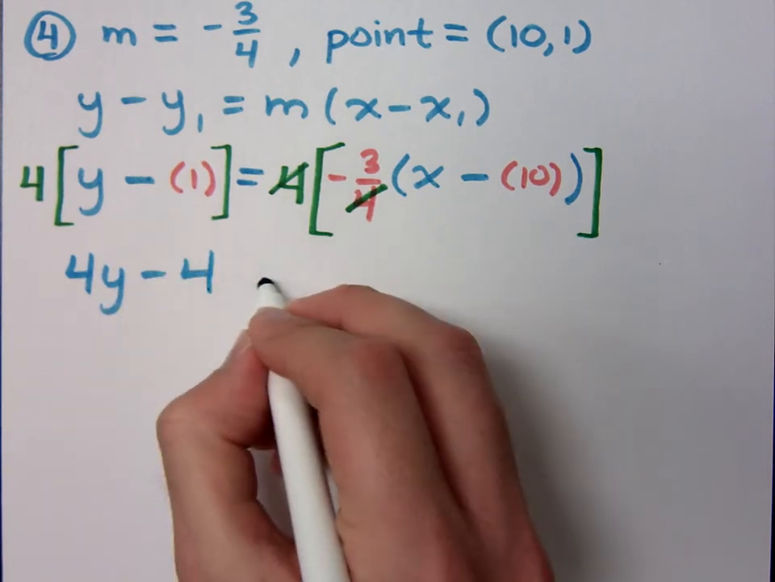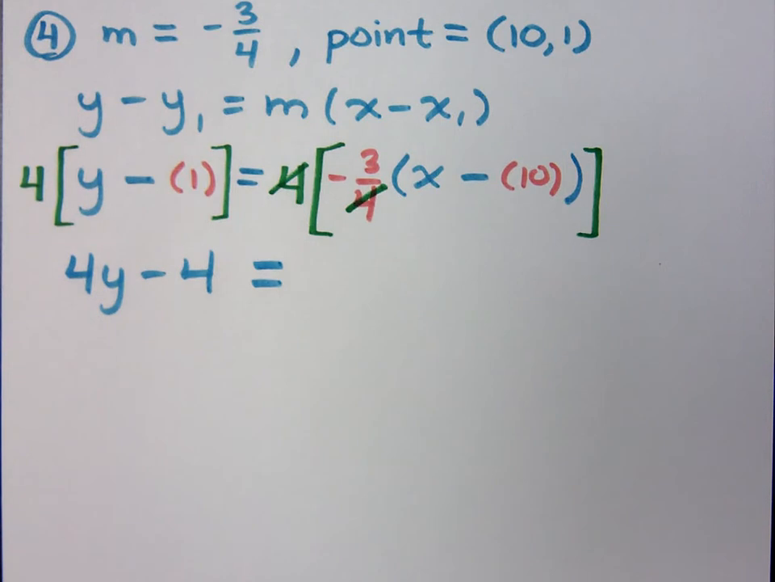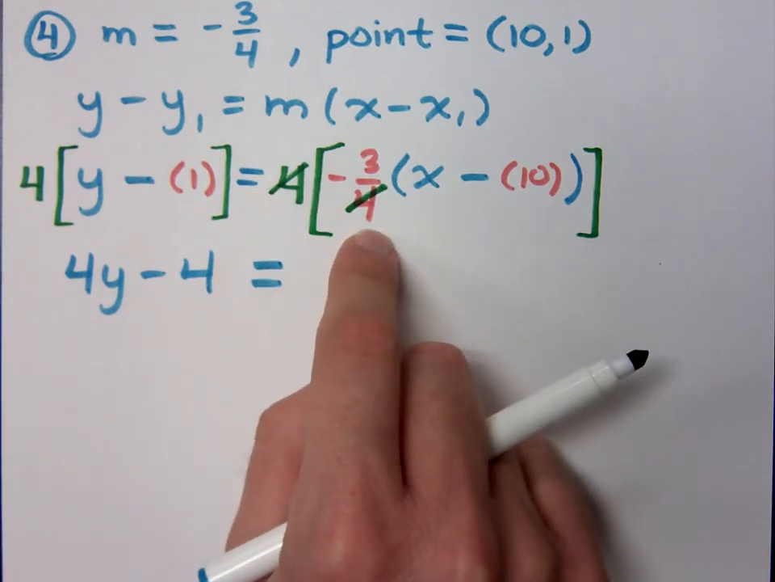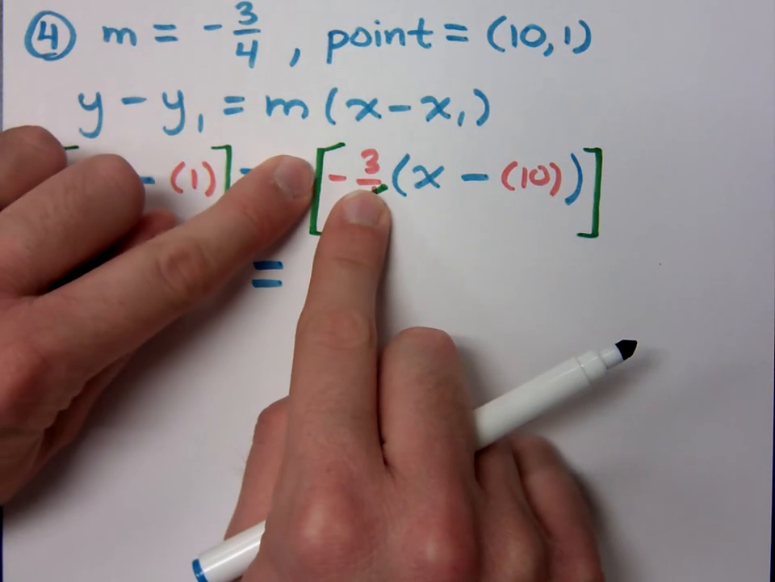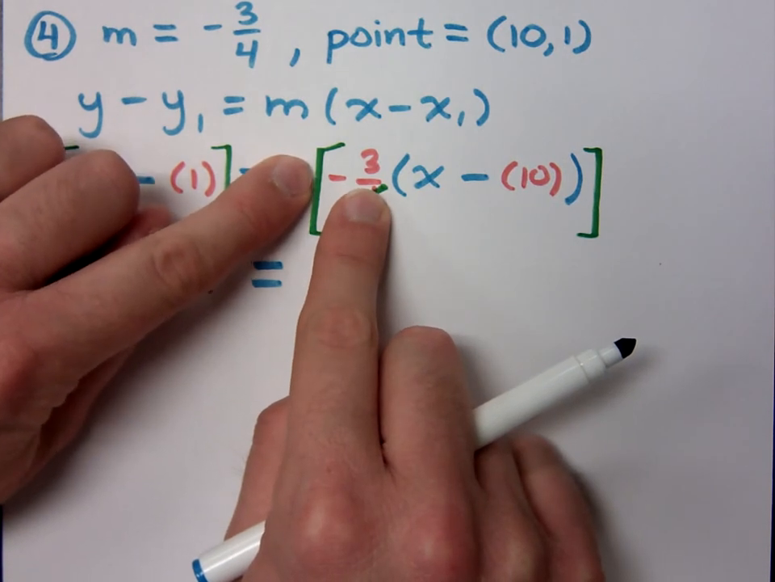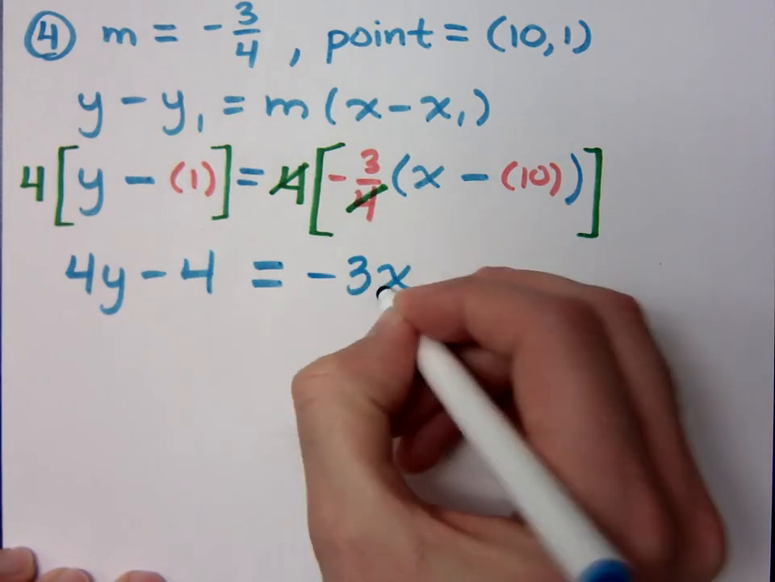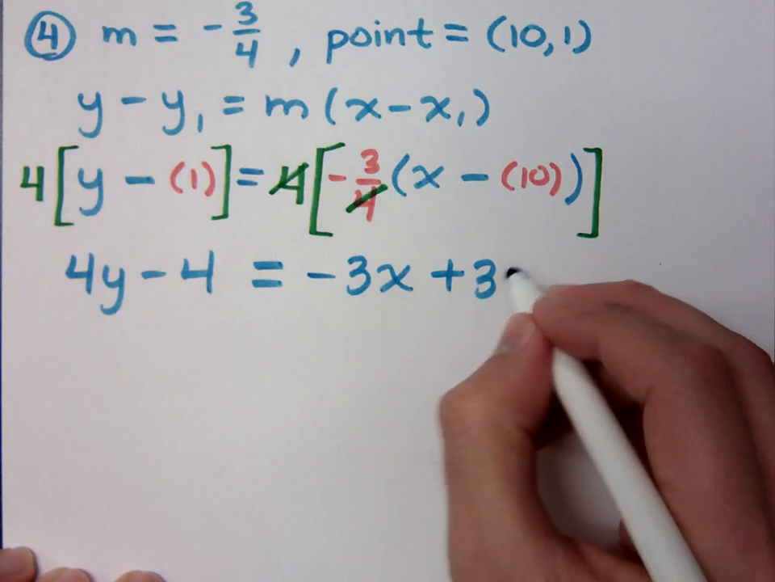4y minus 4 equals, now look what's on the right side. Those 4's reduced, so now I just really have this guy. It's a -3, so distribute the -3, and what do you have? -3x plus 30.